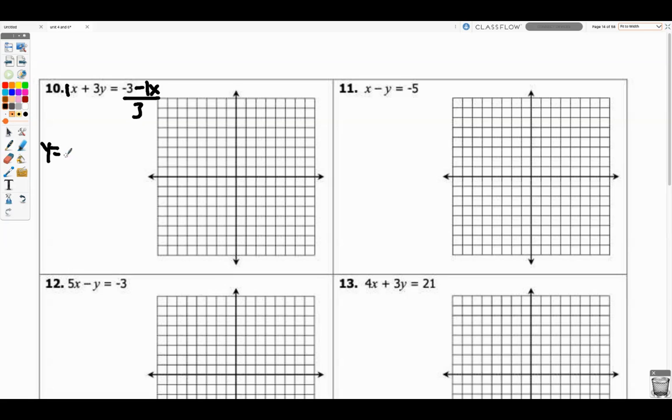So now let me get my skeleton. So my slope is negative 1/3. And my y-intercept is negative 3 divided by 3, which is negative 1. So now that I have this, negative slope means that I need to go down and right. Now that I have up and left, I could do that. All right, so there we go. I'll do another one and then have you guys try a couple.